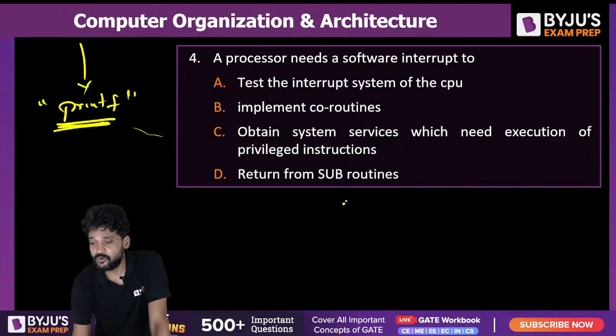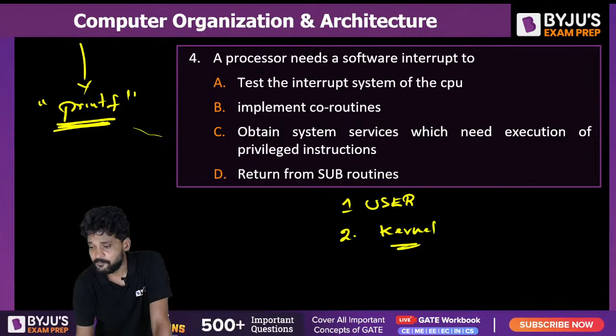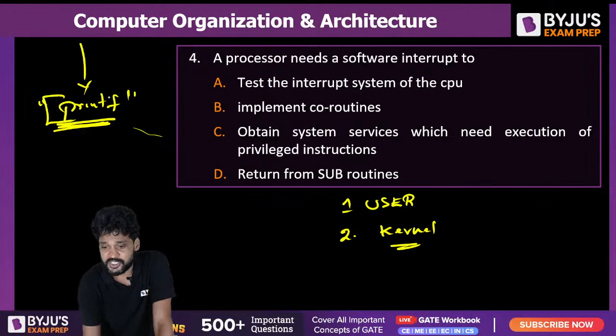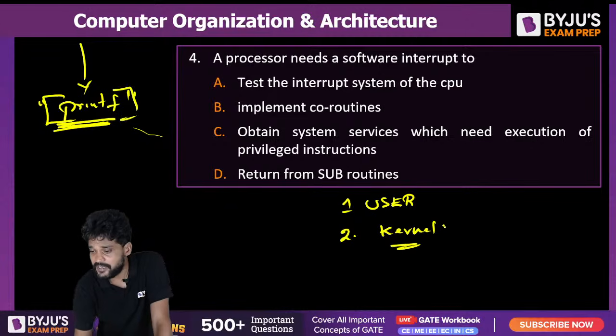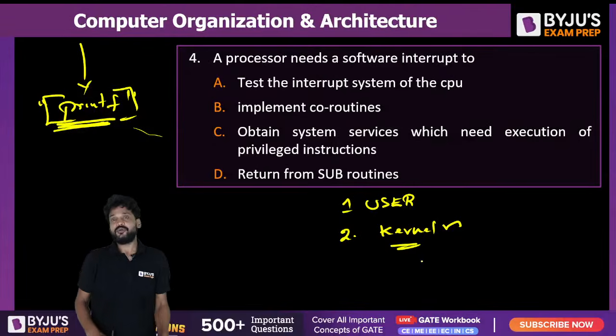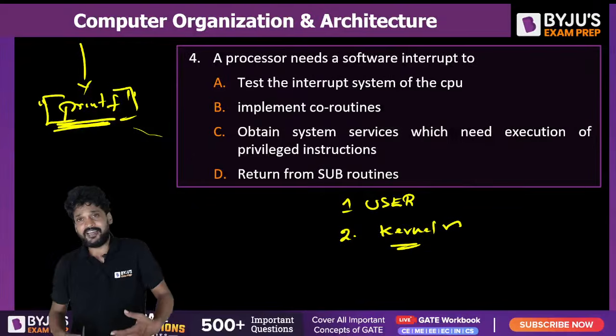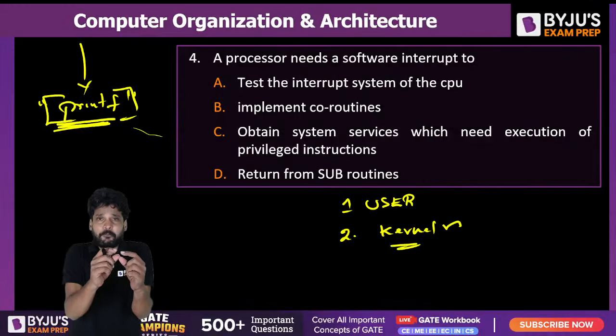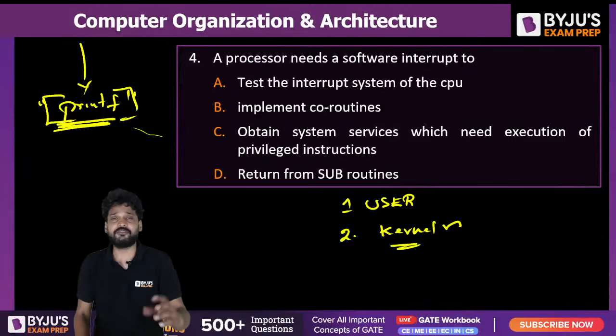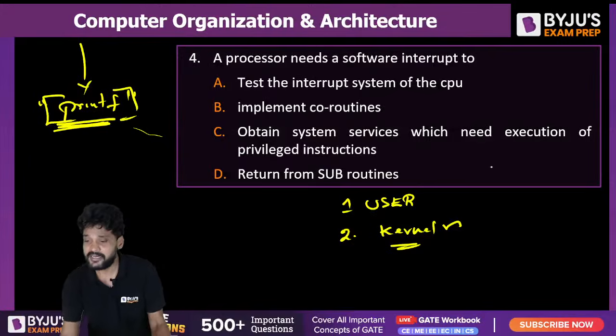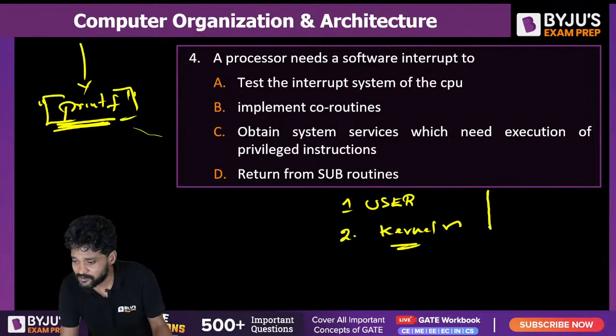There are two modes. One is user mode. In the user mode, any user instruction will get executed. Second is kernel mode or supervisor mode. The protected instructions such as printf can only be executed in the kernel mode. So whenever the computer system interprets that the current instruction is a privileged instruction, immediately it is going to switch the mode from user to kernel.